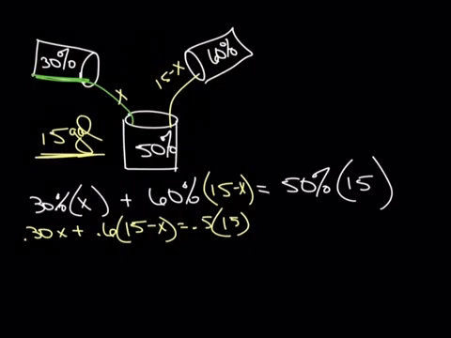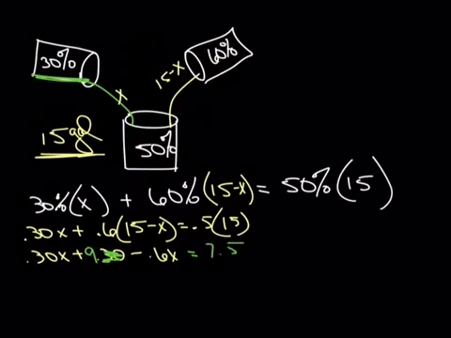Okay, so let's go ahead and distribute this 6. And I do not know where I got a 0.3 there. That should be a 9, shouldn't it? Equals 0.15 times 15 is 7.5, 7.5.